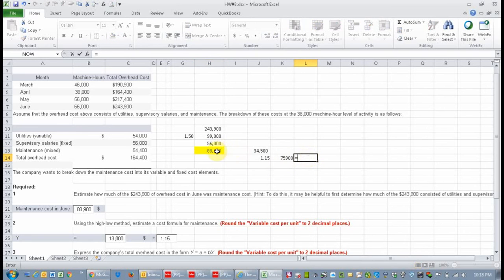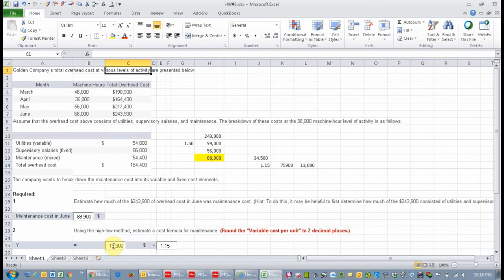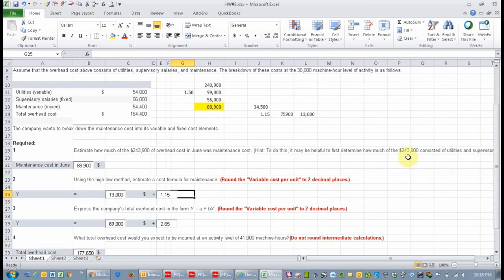Okay, we know that total maintenance cost is $88,900. So now we take the total maintenance cost and subtract the variable portion. That gives us a fixed cost of $13,000. So this is our variable portion. This is our fixed portion related to maintenance. So you can see here that we now have an equation in part number 2 of y being our total maintenance cost, with our fixed portion being $13,000 plus 1.15, which is our variable rate for the variable portion of the maintenance cost.